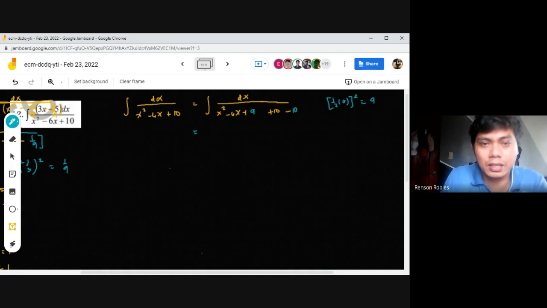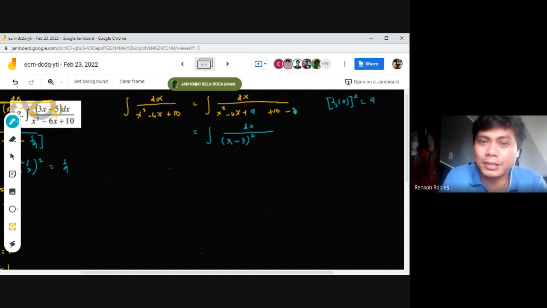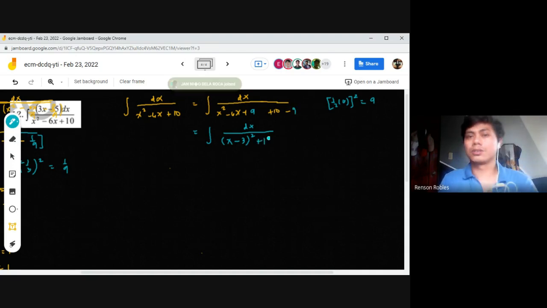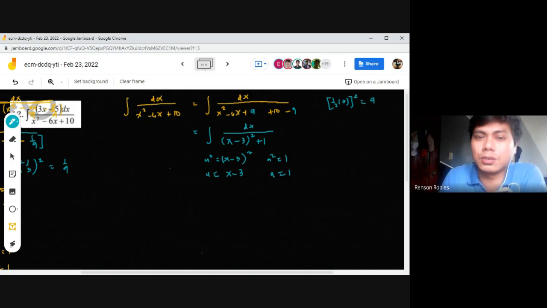So you'll have integral of dx all over, this is a perfect square trinomial whose factor is x, take the square root of that, so that's x, then copy the sign, minus, then square root of 9, 3 squared. Then 10 minus 9 is 1, so plus 1. So that's an arctangent. Let u squared be x minus 3 quantity squared, and u is x minus 3. Then a squared is 1, a is equal to 1.